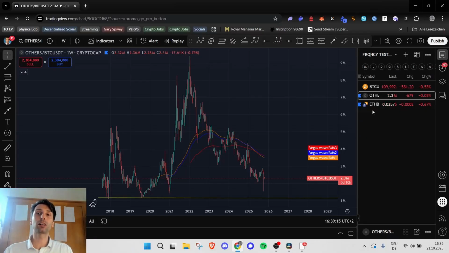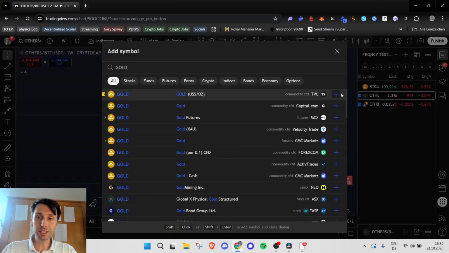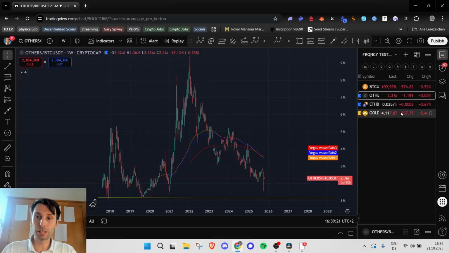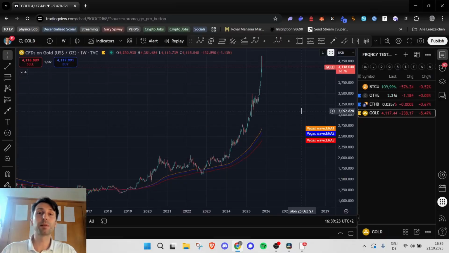For a grand macro overview, we can also look at gold, or the money supply, like how's the money supply doing? Because the money supply is very correlated to crypto, and all these things we can look at.